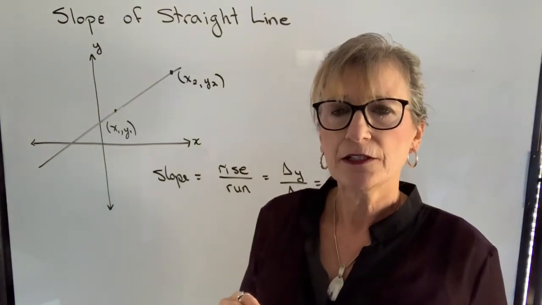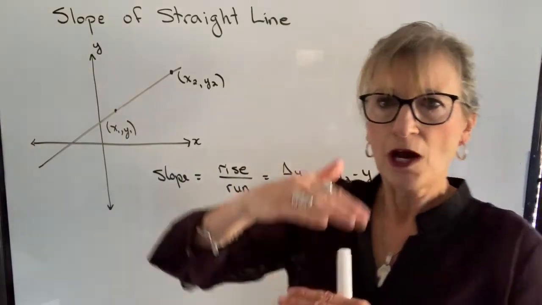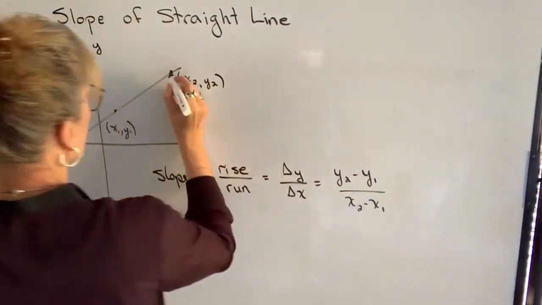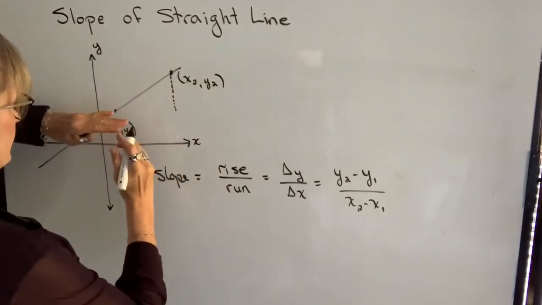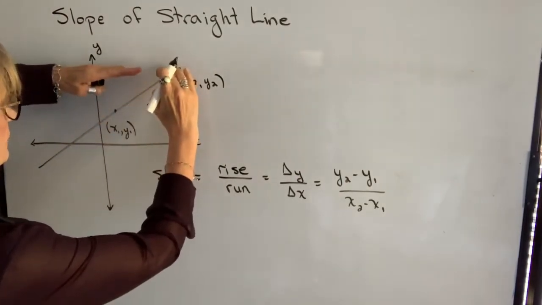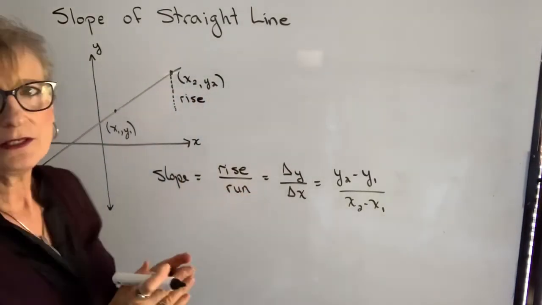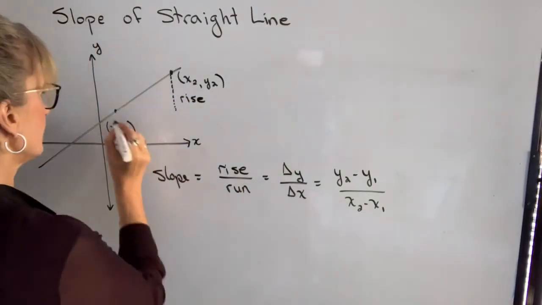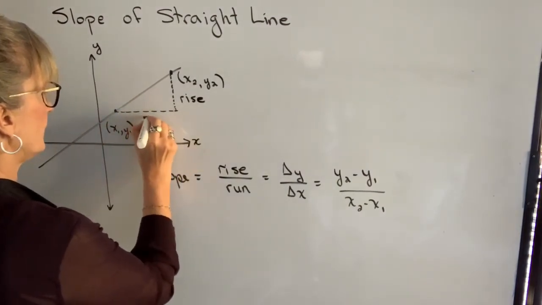And whenever you're finding the slope, it is defined as rise over run. So rise is vertical distance. It would be the distance from this y value to this y value. That's going to be the rise. Divided by the run, which represents the horizontal distance. So from this x value to this x value, that's called run.